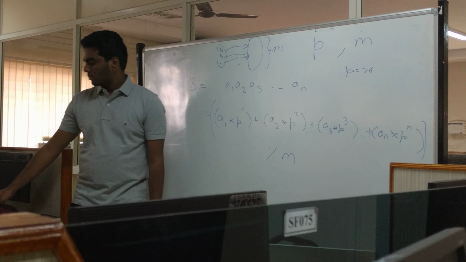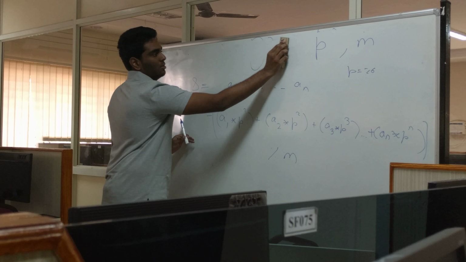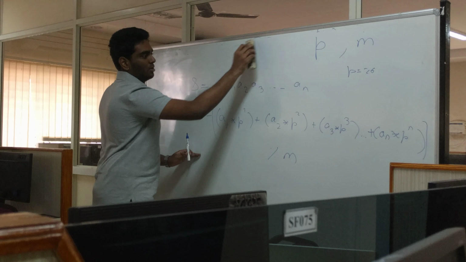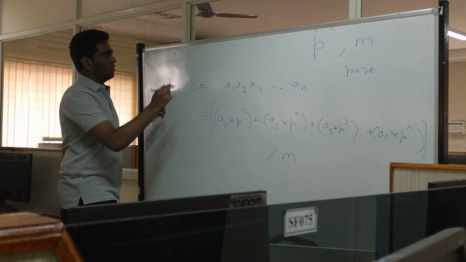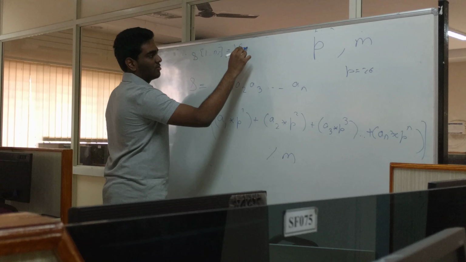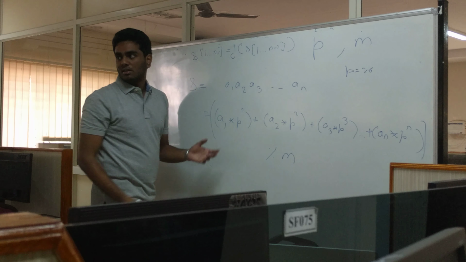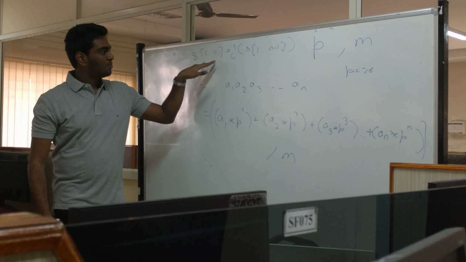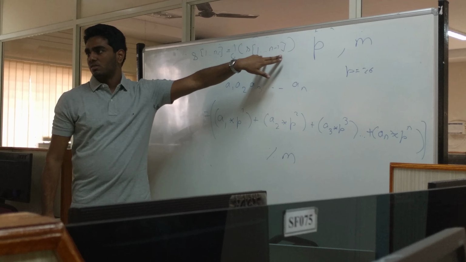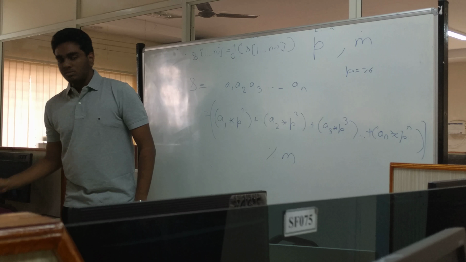Understand? Now, why is it called rolling hash? It's because to calculate S of 1 to n, you can calculate it from S of 1 to n minus 1. You understand that, right? To calculate this part, you can just use the previous n minus 1 elements. You just have to add that extra term in the end.